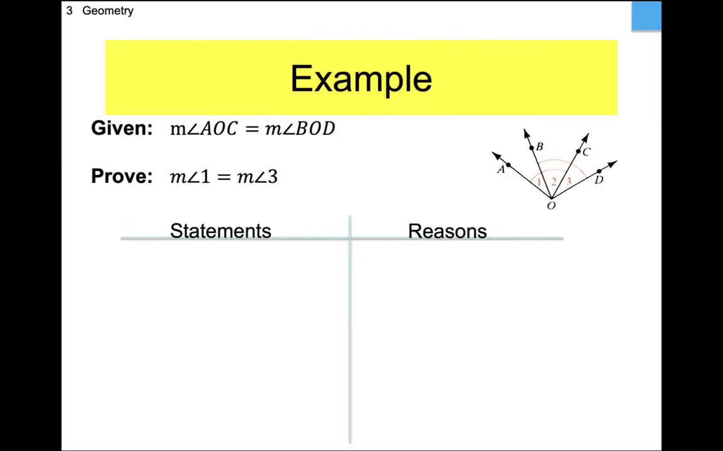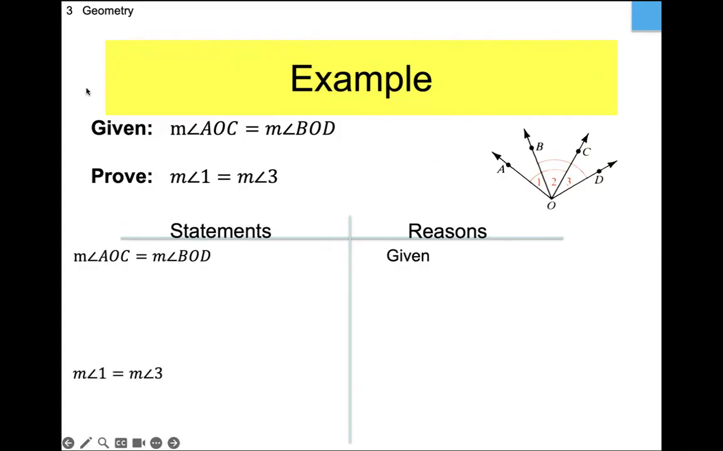So let's see. I look at the shape first before I read anything. It looks like we got a bunch of angles. I got angle 1, 2, 3, or if you want to call them by letters, AOB, BOC, and COD. Let's see. The given is that angle AOC is equal to angle BOD, and we're supposed to prove that angle 1 is equal to angle 3.